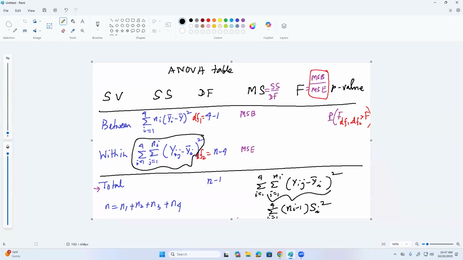And what about this y bar i? Y bar i is the group sample average. It is given. What about y bar? Y bar is the grand mean, and that grand mean means it is y bar 1. I'll show you how to calculate the grand mean.